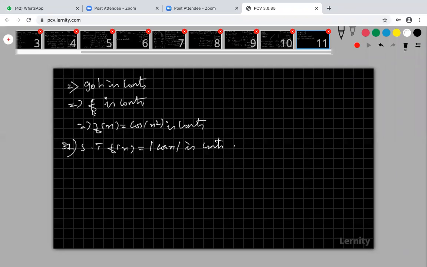So here we have to prove that f of x equal to modulus of cos x is continuous. Continuous means continuous at all the points. How to prove that it is continuous? I know that modulus x is continuous. I know that cos x is continuous. But I'm going to combine these two. I know modulus x is continuous.